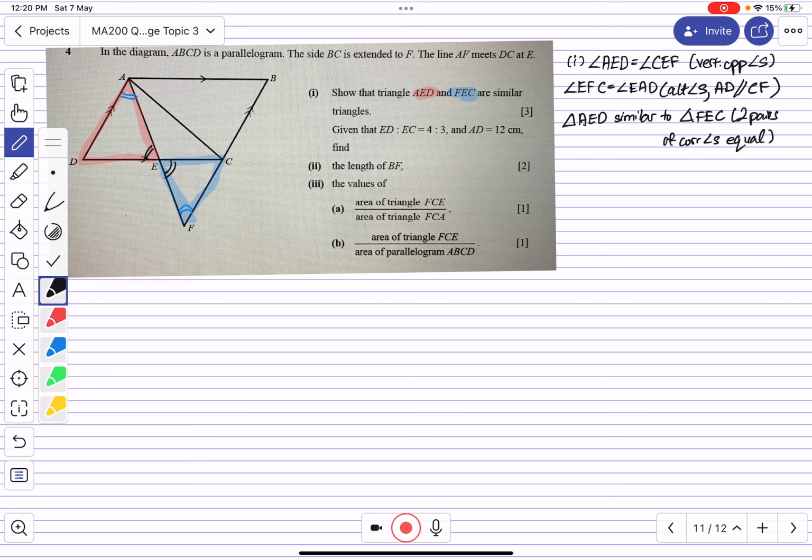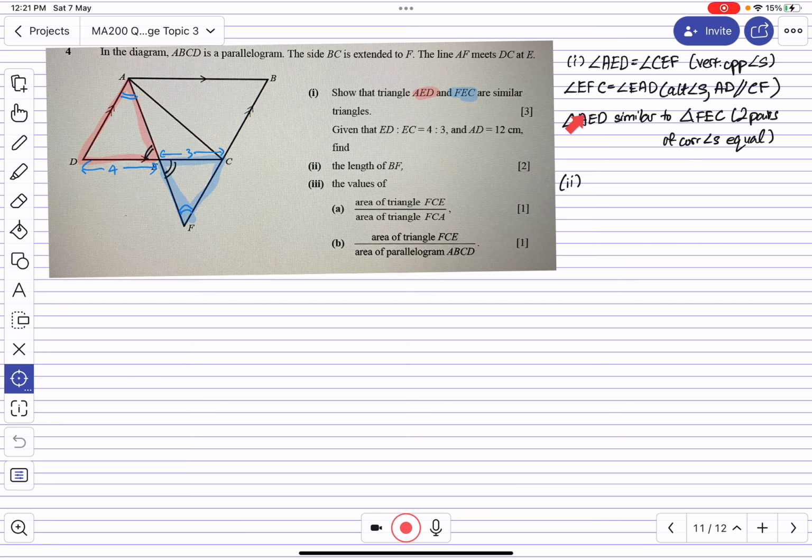Alright, so next let's look at part 2. Now given that ED to EC is 4:3 and AD is equal to 12, okay, so let's look at ED. Now ED here takes on 4 units, EC takes on 3 units, and AD is 12 cm.